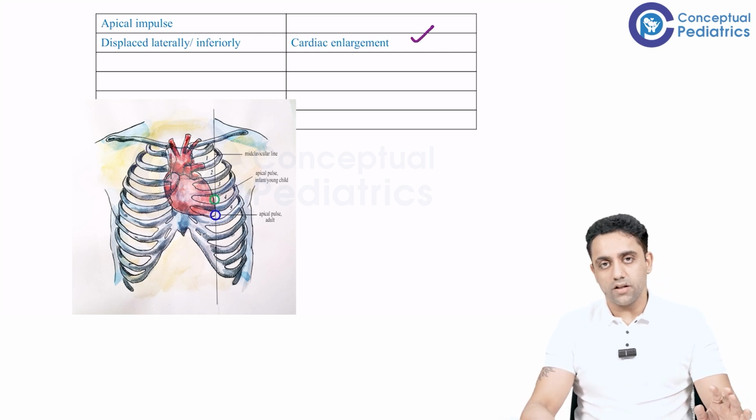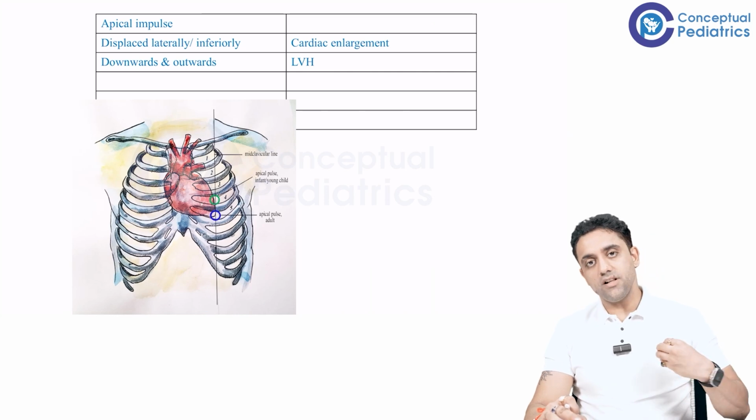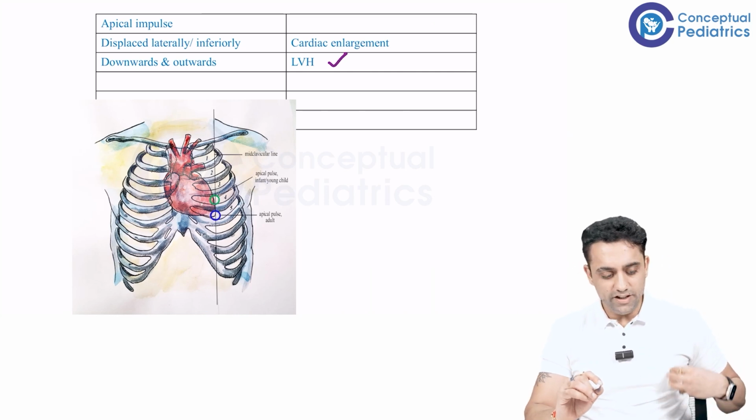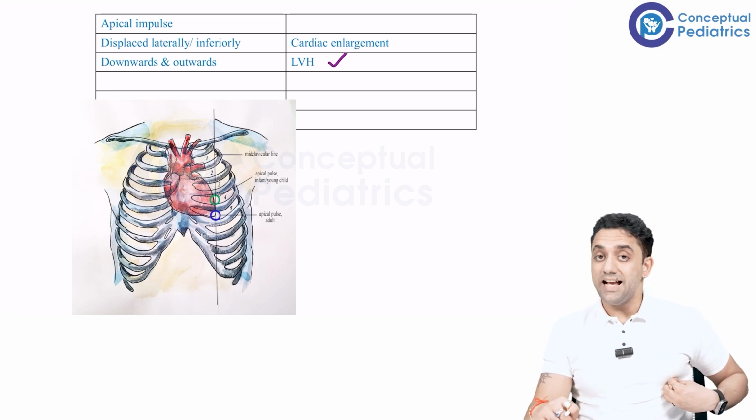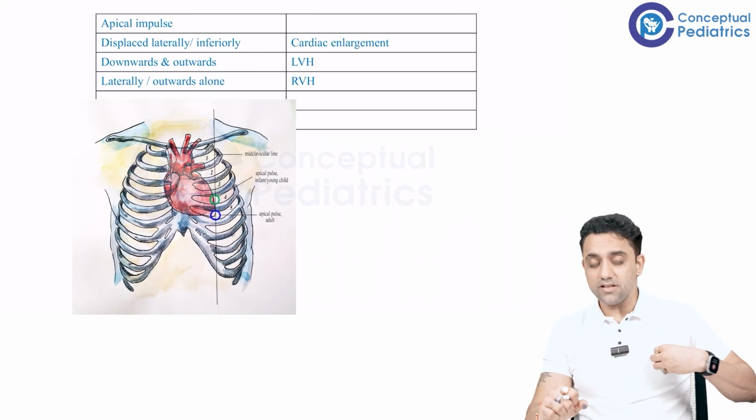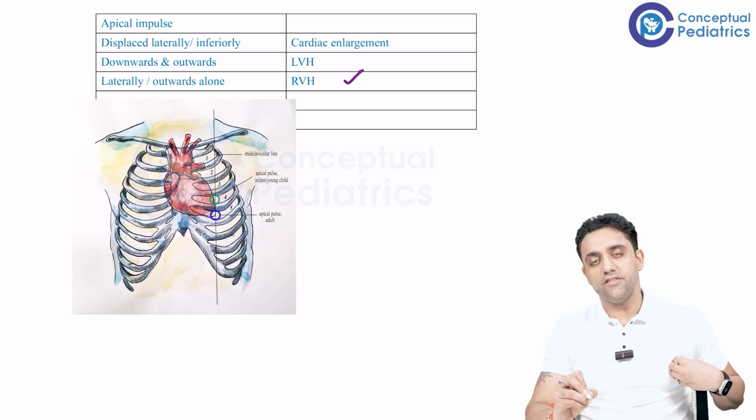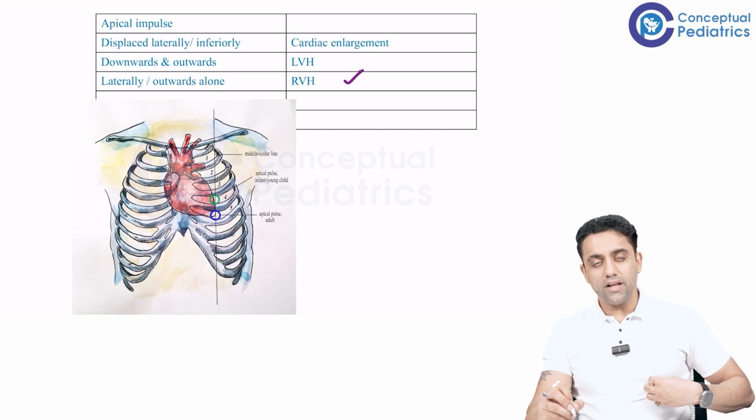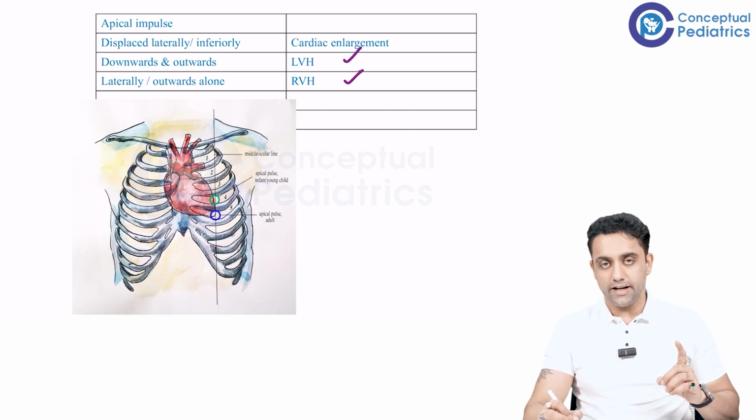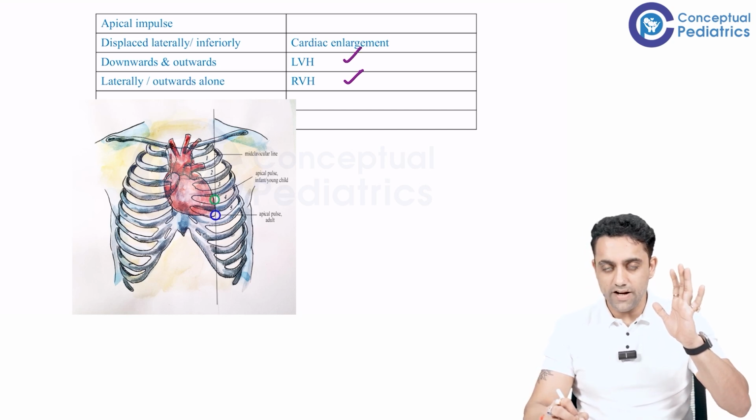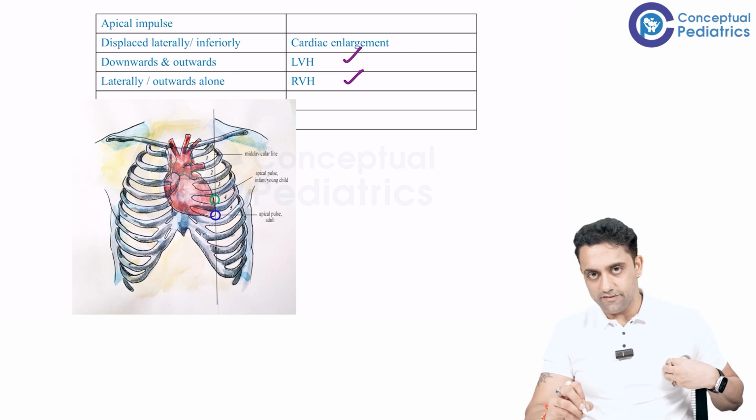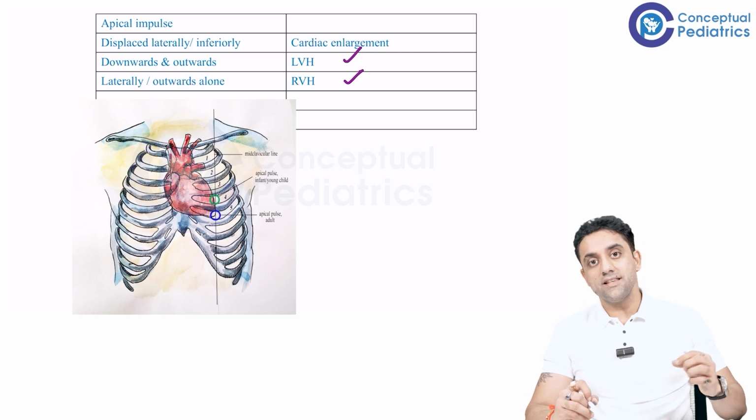Now there are two questions. If the apical impulse is downwards and outwards, then you will think of left ventricular hypertrophy. And if the apical impulse is just outwards alone, you will think of right ventricular hypertrophy. So just outwards is RVH, down and out is LVH. I'll repeat again. Remember this forever in the 70 years of your life. If the apical impulse is just outwards, it is RVH. Down and out, it is LVH.